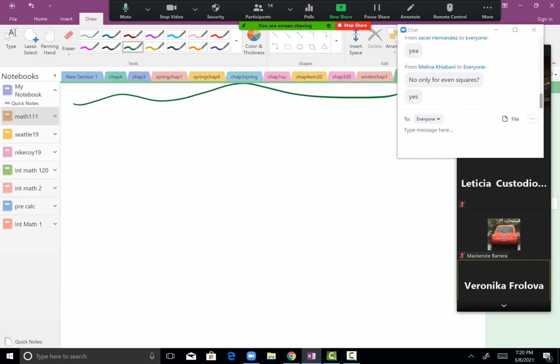They're going to say to find the remaining zeros. And of course they're going to give you some other language like it's a polynomial function, coefficients are real numbers, but that's pretty standard. Find the remaining zeros.